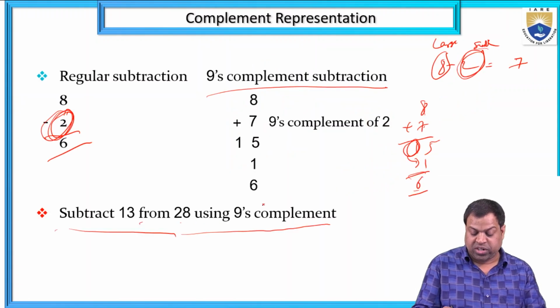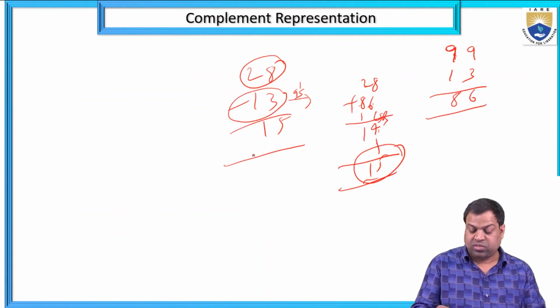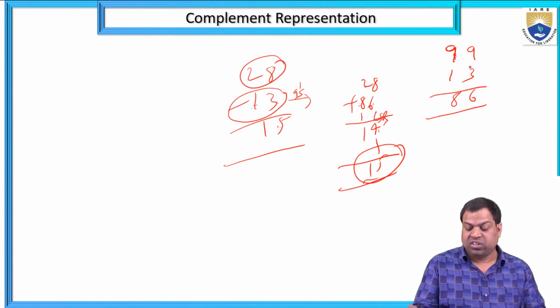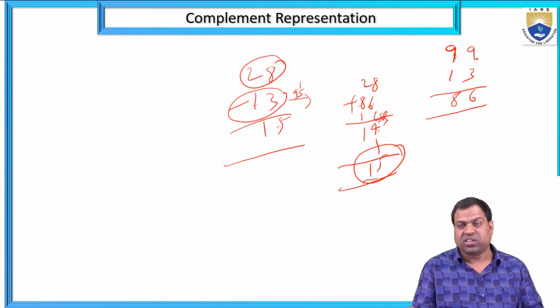So 13 minus 28 using 9's complement. What is the value now? 15. So 28 minus 13 is 15 in normal subtraction. But here, what is the subtrahend? The smaller value, 13. So I applied 9's complement to the 13. 2 digits are there, that is the reason I am taking two 9's. 99 minus 13, so it is 86. So 28 plus 86, 114.